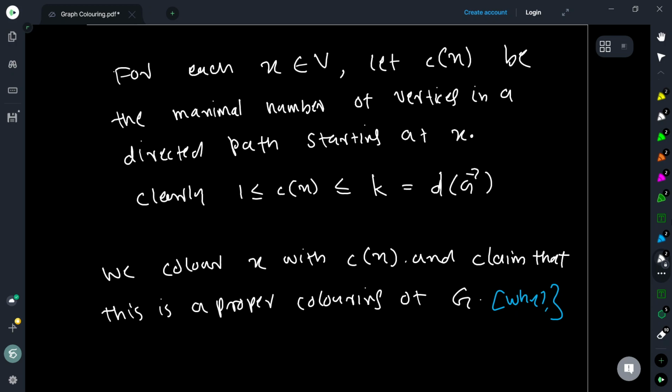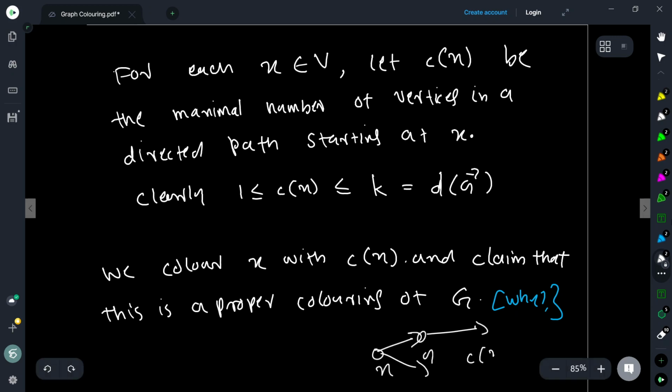Now we know that if an arc is, let's say, xy, then the length of the longest path starting from y will be less than the length of the longest path starting from x. Because if you have a path starting from y, then I can always extend that path by starting from x. So therefore, c of x is actually equal to c of y plus 1. This is greater than c of y.